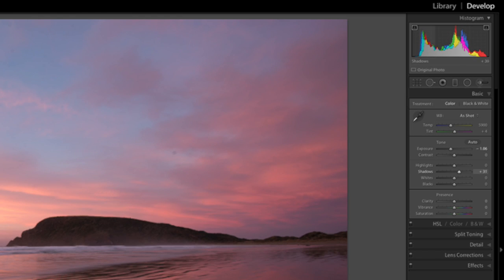Okay, let's have a look at the shadows. Maybe bring the shadows up a touch there, try and balance that out. But what I want to do is set the white and black point. And you can see both those triangles are selected there. And what I'm looking for is blue starting to come into my image.